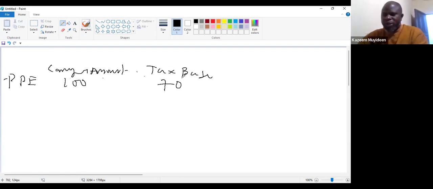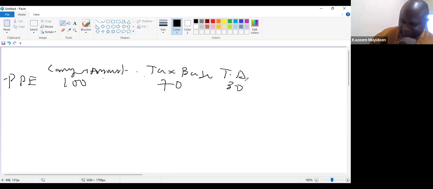Temporary difference of how much now? So we have the temporary difference, TD, of 30. I will now interpret, is it a deferred tax liability or deferred tax asset? We said when the carrying amount is greater than the tax base, it will lead to what? Deferred tax liability. But assuming it is lesser, it will lead to what? Deferred tax assets.